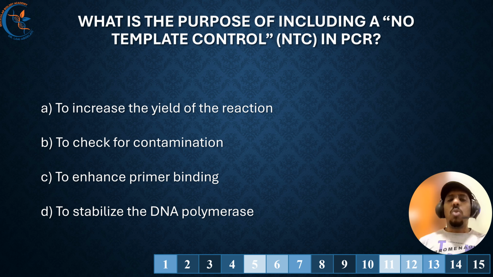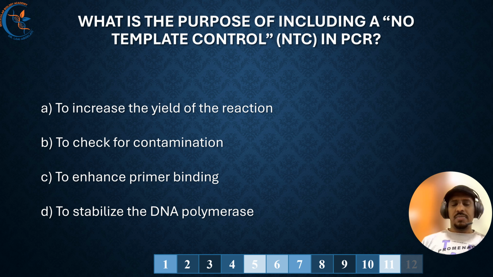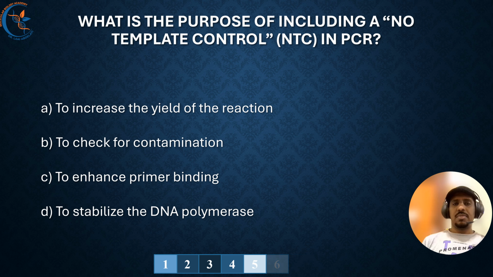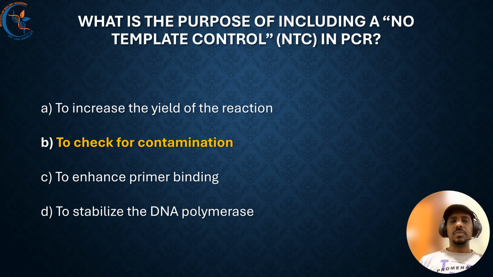Okay, the next question. What is the purpose of including a no template control in PCR? The correct answer is to check for contamination. A no template control contains all PCR components except template DNA. So if amplification occurs in the NTC tube, it indicates contamination in the reagents or environment. All right.